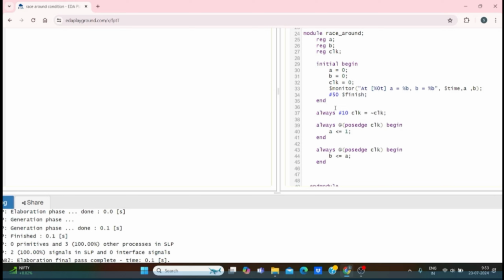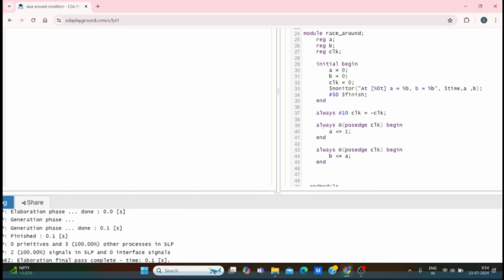Now I have to generate the clock. See, always #10 clock equal to negation of clock. The clock toggles every 10 units, so it will be positive for 10 and negated for the next 10. The total clock period will be positive plus negated, which is 20. Got my point? If you don't know the generation of the clock, I have already explained it clearly while explaining the always block in behavioral modeling. I'll be linking that in the description box, and you can go and check it out there.